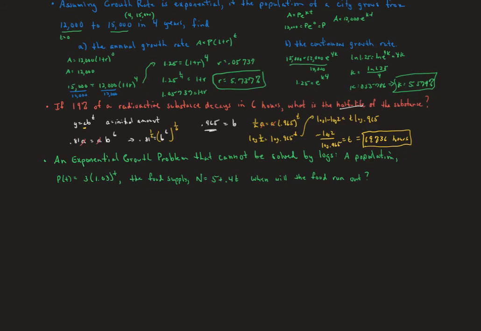Okay, so on to the next one, an exponential growth problem that cannot be solved by logarithms. So our population is given by P of t equals this, but our food supply is given by a linear equation. So this will run out after our population first is equal to the food supply, and then from that point on, somebody's going to go hungry, and we're going to have a problem. So doing logarithms does not work well here. So instead, we're going to have to enter those in. So I'm going to put in this side as y1 and this side as y2.